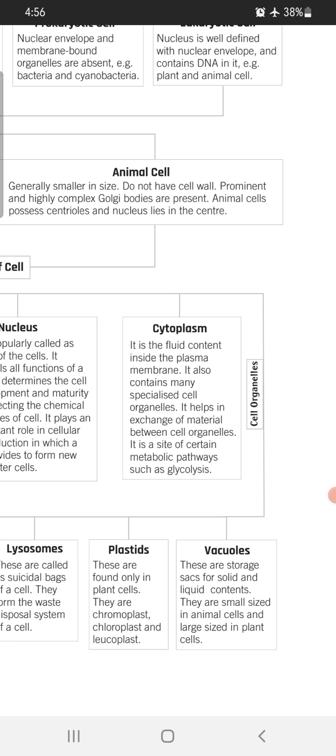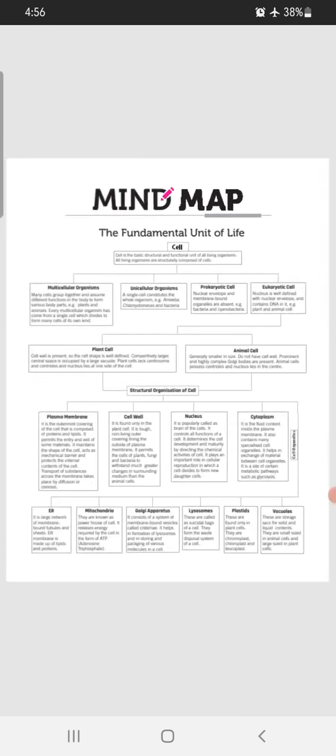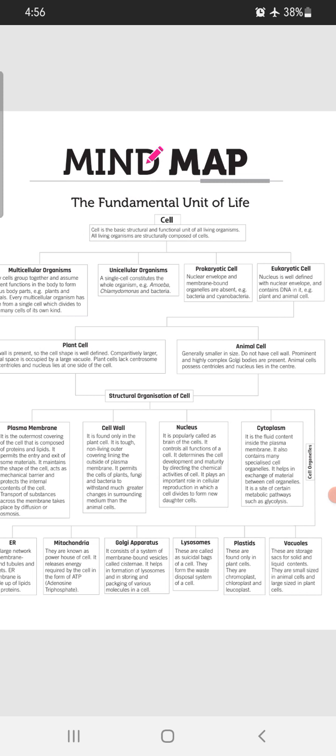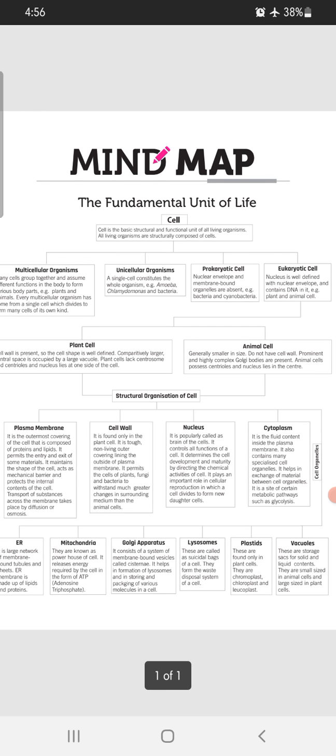So children, this is the mind map for chapter number 5, in which we have completed all the different parts which we have already learned in our regular classes, that is in the biology classes.